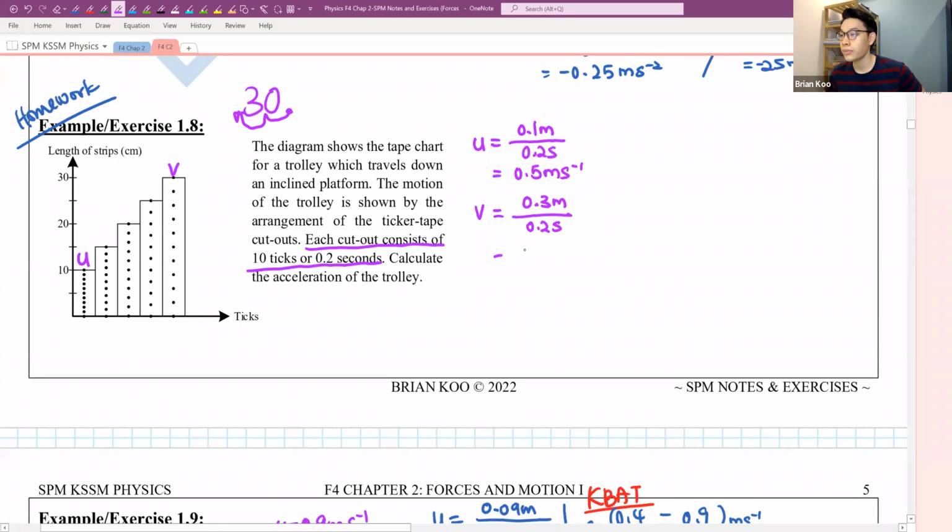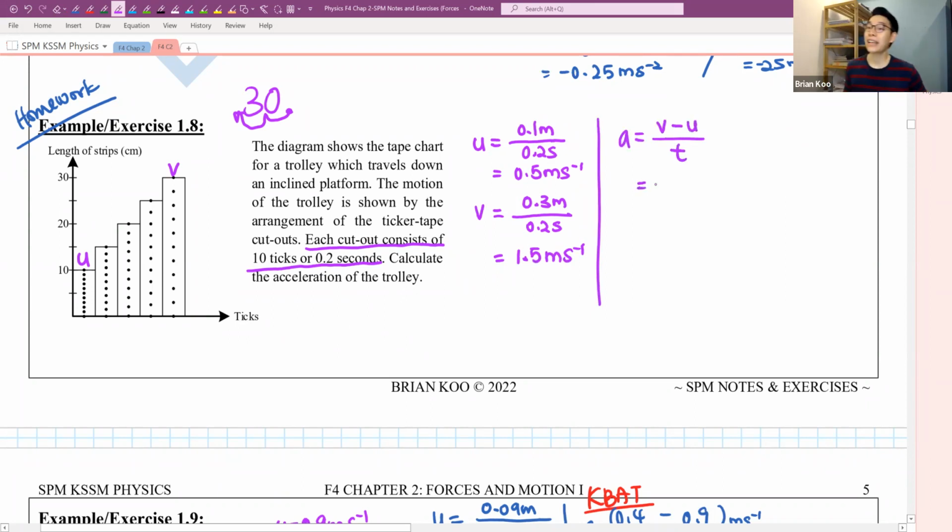Oh, sorry, 10 ticks is 11 consecutive dots, because two dots will give you one tick. Yeah, that one is not so important. You get what I'm trying to point out. Okay, after you get these two, we can quickly find out acceleration. Formula is final minus initial velocity divided by time.